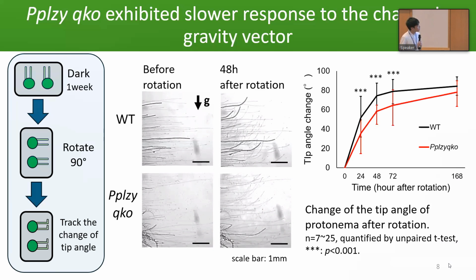But in the lazy knockout mutant, it was around 50 to 60 degrees. So there was a significant difference. And so by this result, we concluded that the lazy genes in Physcomitrium are indeed involved in gravitropism somehow.